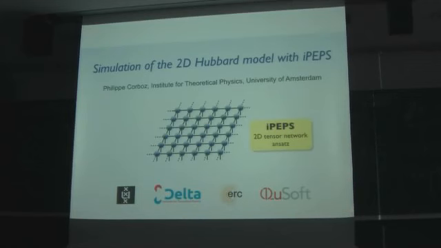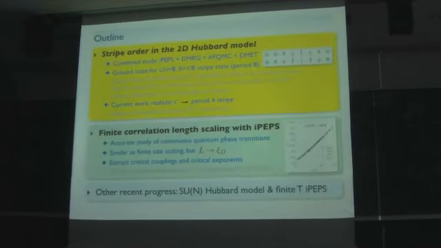And the approach I'm focusing on is iPEPS, or infinite PEPS, which is a 2D tensor network ansatz to represent a wave function directly in the thermodynamic limit. Okay, so since I have an hour, this is not going to be the only topic, so I will also tell you a bit about other progress we made with this approach. So here's the outline of the talk.